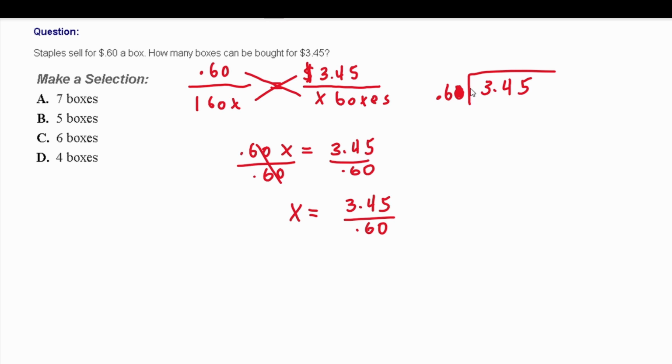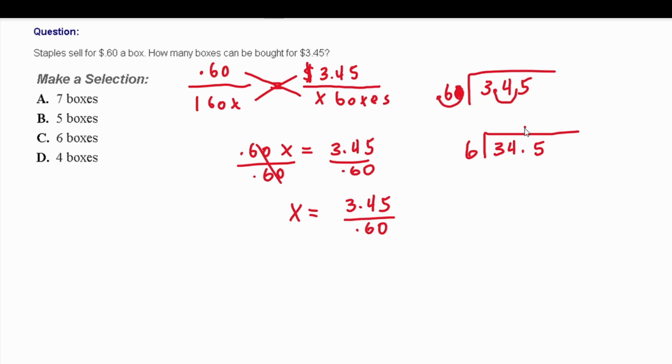As long as the decimal's inside the division bracket, you can proceed. However, if you have a decimal outside the division bracket, which we do, 0.6, you have to shift the decimal in the number that's outside the division bracket such that it becomes a whole number. So I'm going to take this decimal in 0.6 and shift it one time to the right to make it just 6. And I'm going to shift the decimal inside the division bracket a corresponding number of times. So this is going to become 34.5.